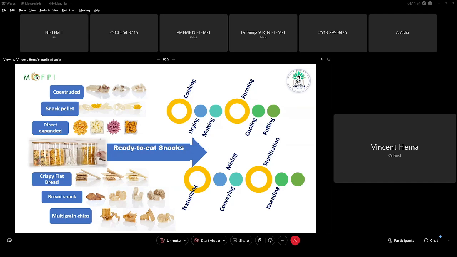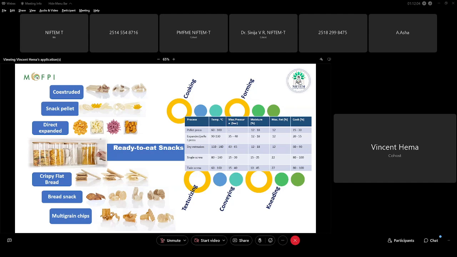direct expanded snack food, crispy flatbread snacks, and multi-grain chips can also be produced by changing the temperature, pressure, and moisture content of the feeding materials. With a single or twin screw extruder, a multi-variety of snack foods can be produced.